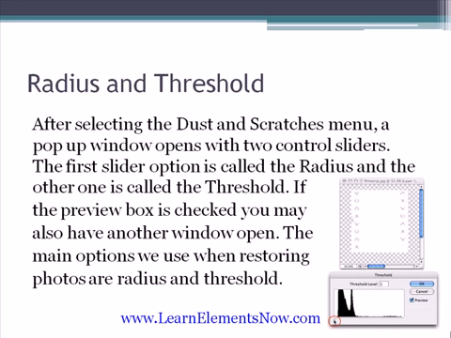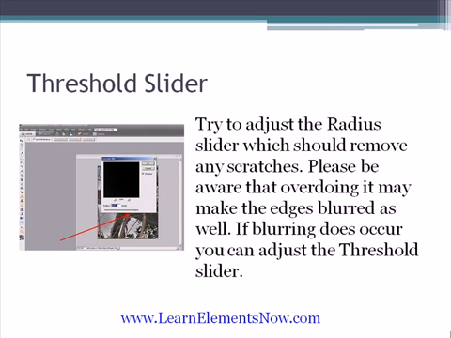After choosing the Dust and Scratches menu, a pop-up window will open that has two control sliders. The first slider is called the Radius. The other one is called the Threshold. Now, if your preview box is checked, you may also have another window open. The main options we use when restoring photos are Radius and Threshold. I want you to adjust the Radius slider, which should remove any scratches.